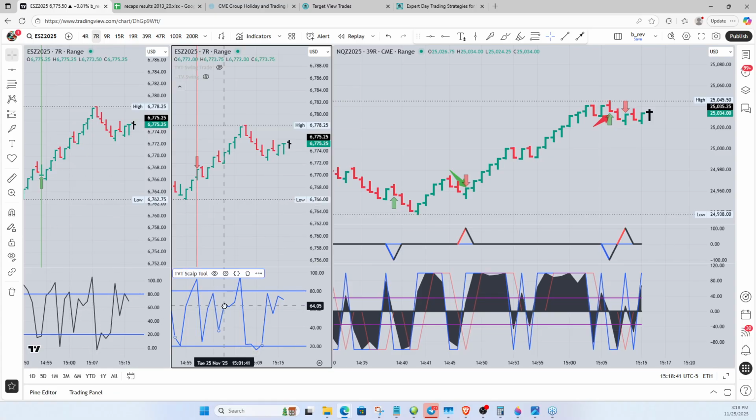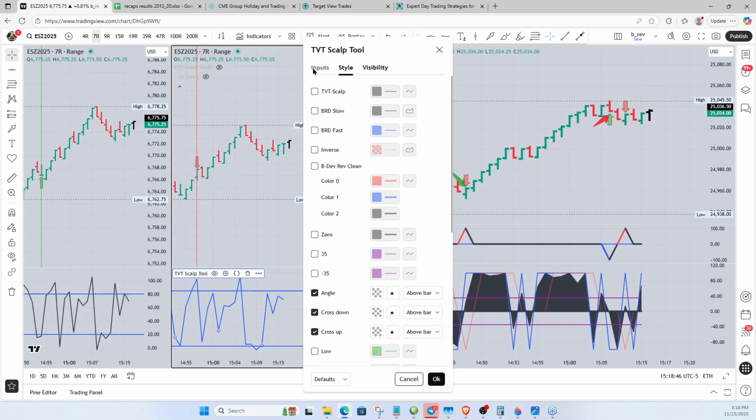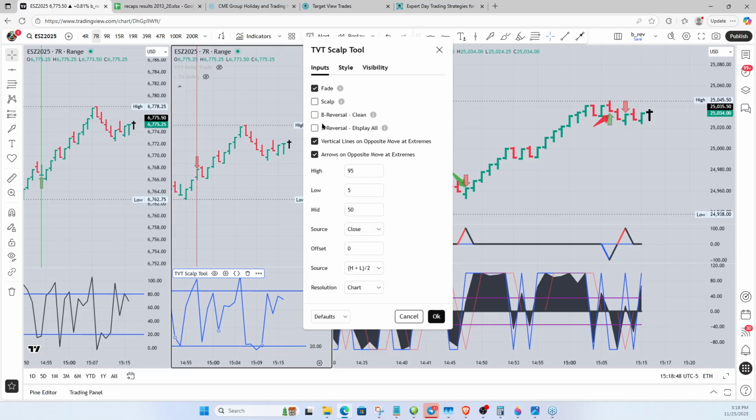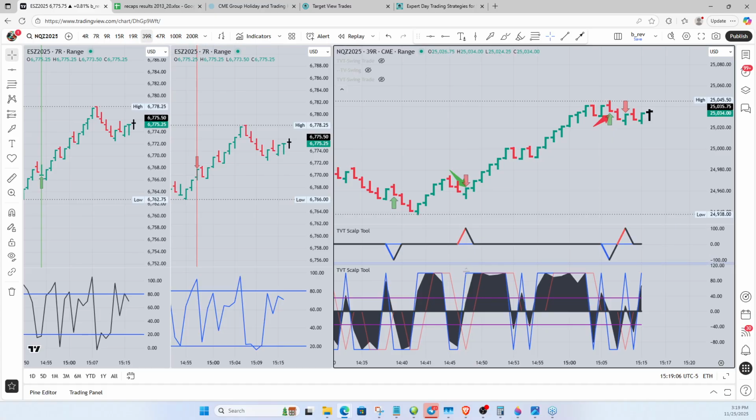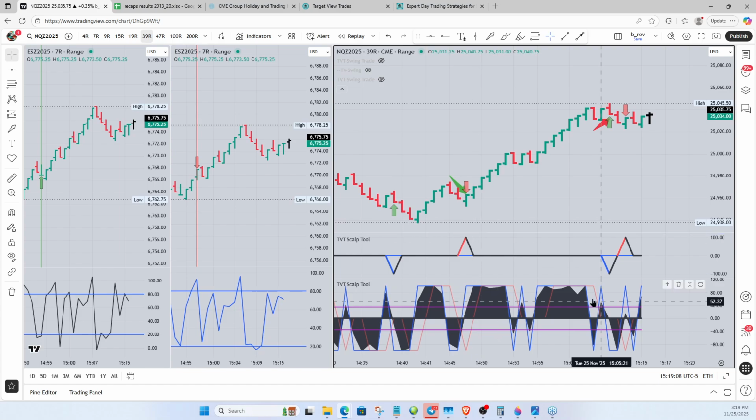So Wayne, I have the scalp tool on over here, right? Within the scalp tool, there are these 4 different things you can do. This one is the fade. This one right here is the scalp. This one on the bottom is the BE reversal display all, and the one on the top right here is the BE reversal clean. Now these two produce the same trade, okay? But I just wanted you to be able to see all the information that's there for you for the trade setup.